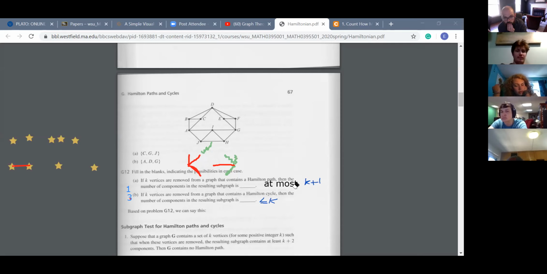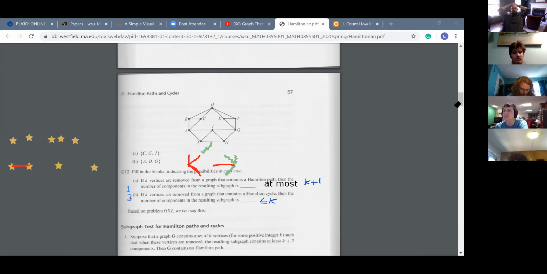All right, so k vertices are removed from a graph. The cycle is going to keep it together. It ends up being the rubber band problem again, right? So you cut a rubber band in k places, you're going to get k pieces. And if you cut a string at k spots, you're going to get k plus 1 pieces. So it's just like the string and the rubber band that we saw a little bit earlier. That makes total sense.